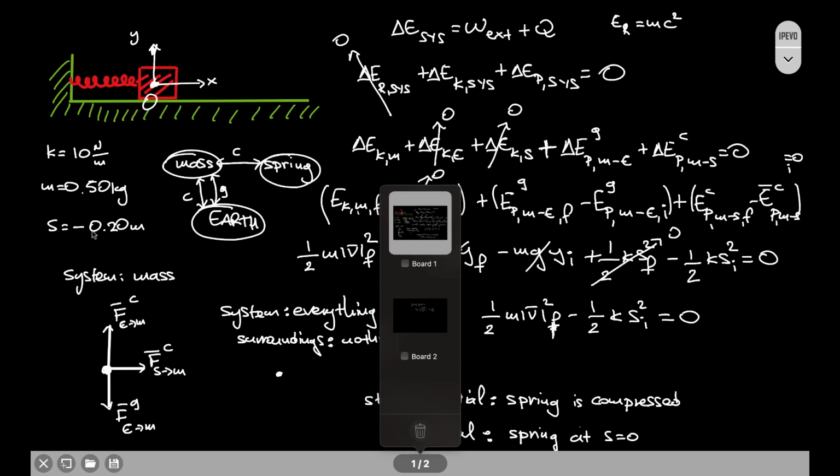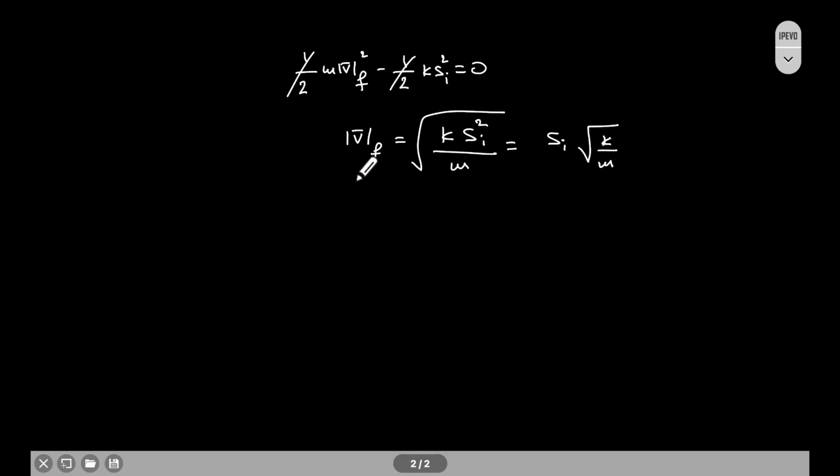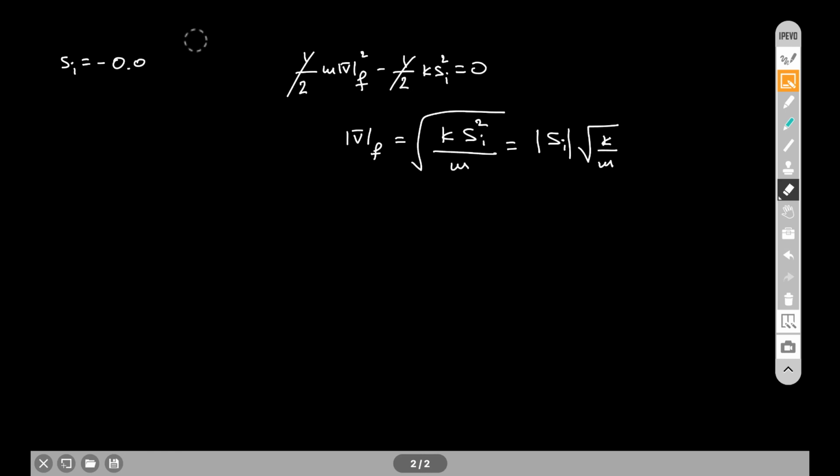S initial was minus 0.2 and 0.5 and 10. And there you go. I should have been more careful before when I did this, and I'm going to show you why. I should have used the absolute value. Since I have S initial to be, I think it was 0.2, so that was minus 0.2 meters.